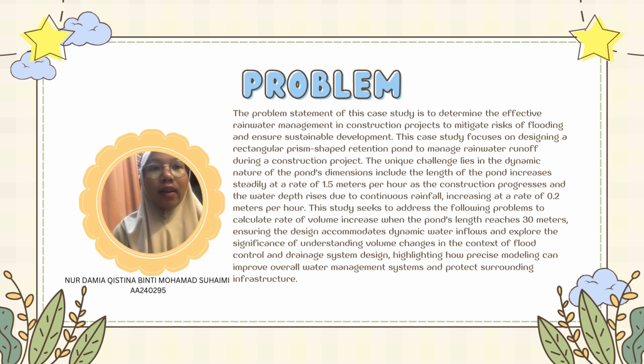study is that the length of the pond increases steadily at a rate of 1.5 meters per hour as the project progresses, and the water depth rises due to continuous rainfall, increasing at a rate of 0.2 meters per hour. This study seeks to calculate the rate of volume increase when the pond is 30 meters long, and to explore the significance of understanding volume change in the context of flood control and drainage system design.